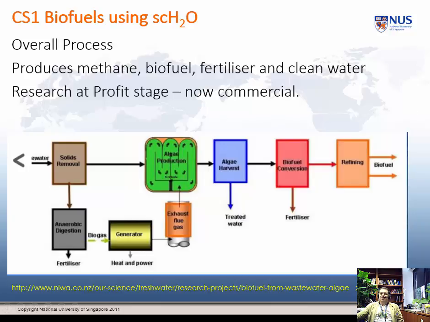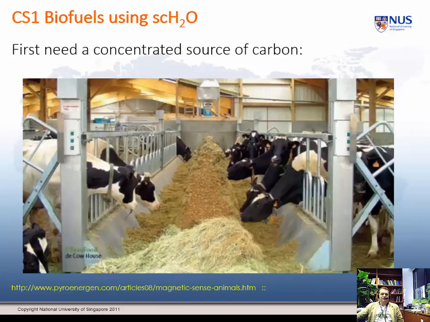This is now pilot. There are pilot plants out in New Zealand dairy farms, for instance. It's now commercial. It's not yet fully commercialized, but it's on that road. So first of all, you need a concentrated source of carbon. Okay, here's an intensive dairy farm, not in New Zealand. That's elsewhere in the United States, and so it's quite easy and straightforward.